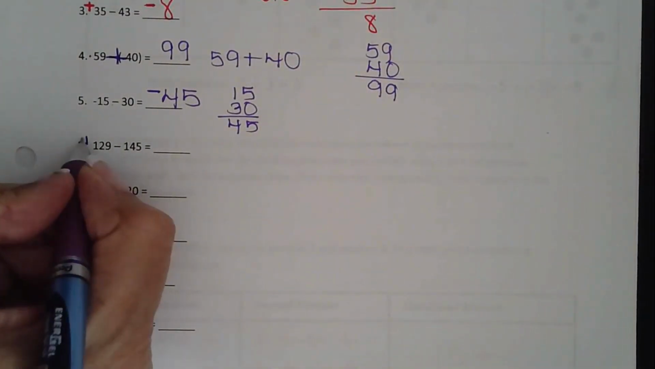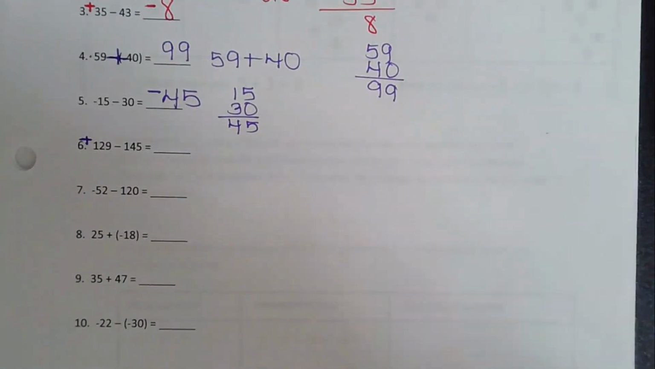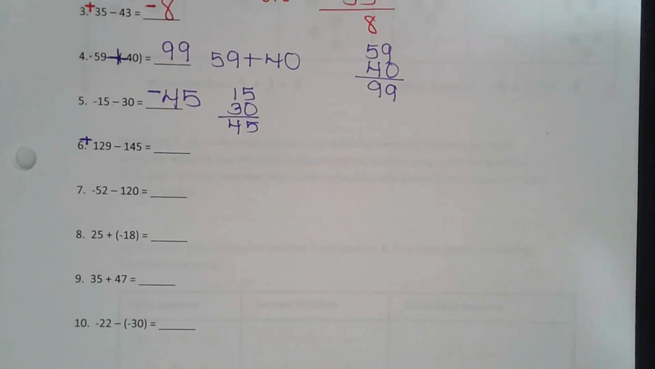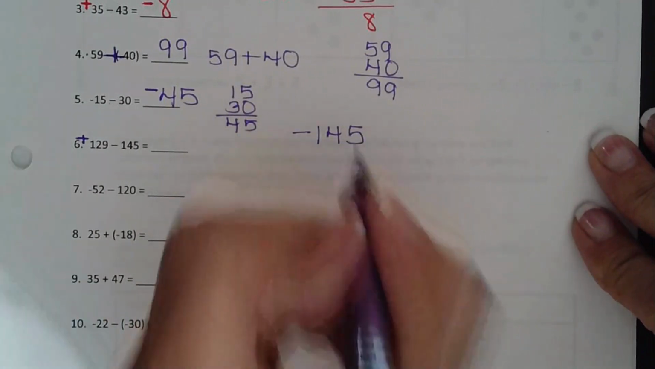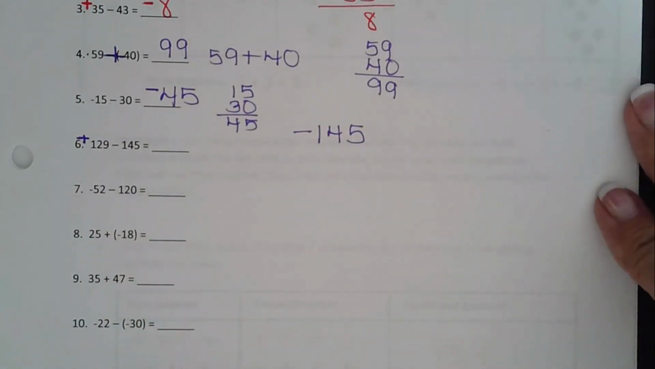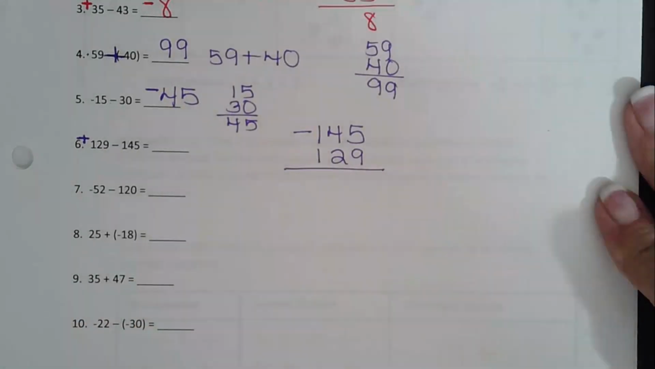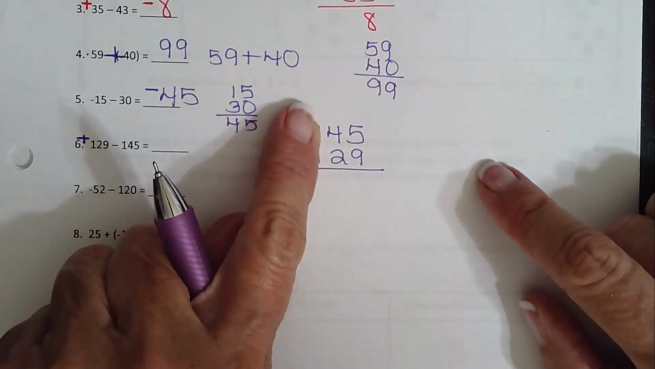Positive and a negative, that tells me to subtract. And here's another thing I've seen students do. They put 129 minus 145. No, when you subtract, you have to have the larger number on top. So negative 145 and 129. So you cannot put 129 on top and subtract. 145 is the larger absolute value number.